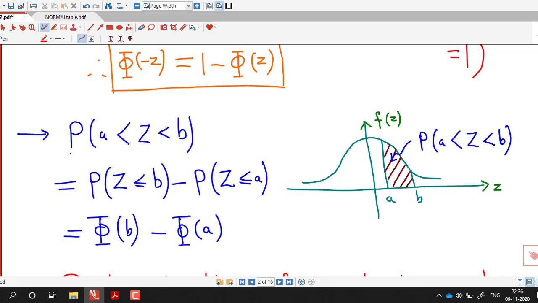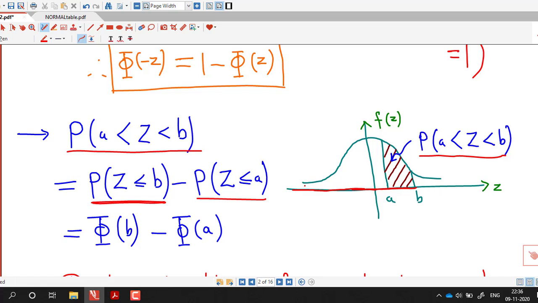Another property is we know that probability that Z lies in the interval AB can be written as probability that Z is less than or equal to B minus probability that Z is less than or equal to A. That means the shaded area here is nothing but probability that Z lies in this interval. So if we consider area up to B, that is probability that Z is less than or equal to B.